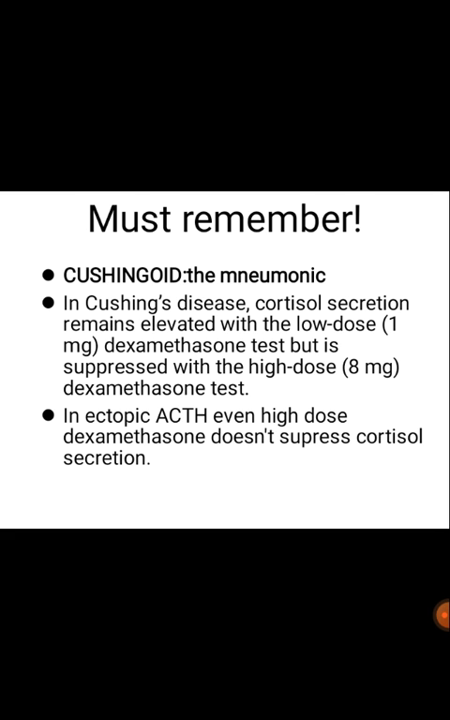In Cushing disease, cortisol secretion remains elevated with low dose 1 mg dexamethasone test, but is suppressed with the high dose 8 mg dexamethasone test. In ectopic ACTH, even high dose dexamethasone does not suppress cortisol secretion.